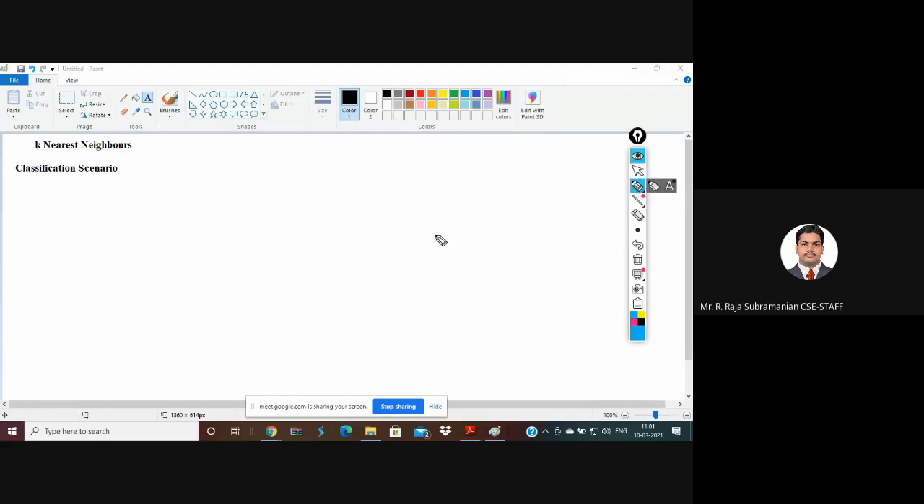Let us go into the k nearest neighbors, a good algorithm to start with, both as a classifier and in the regression scenario. Let us see the k nearest neighbors classifier first. We'll go through some scenarios instead of directly going to the algorithm. What actually happens with k nearest neighbors, and how does it differ from other classifiers?